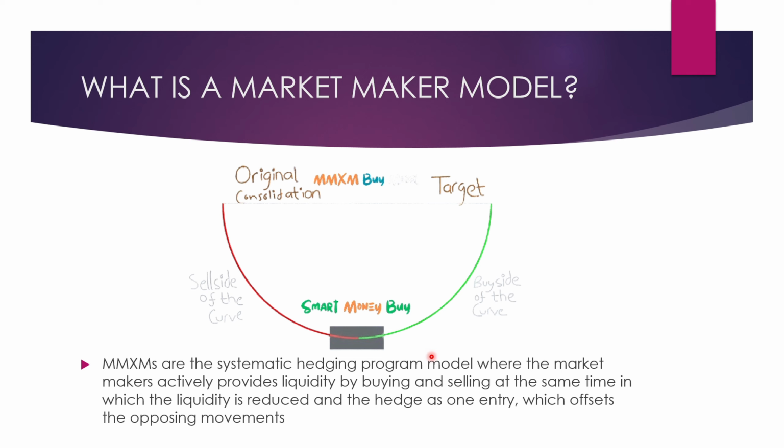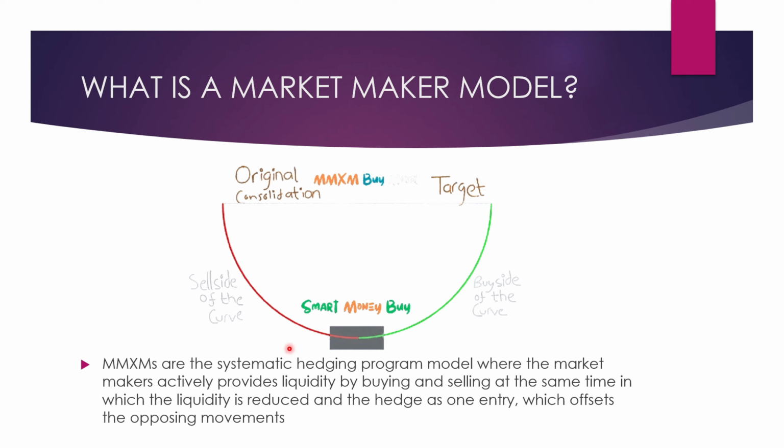Simply, market maker models are a symmetric hedging program model where the market makers actively provide liquidity by buying and selling at the same time, in which the liquidity is reduced and the hedge is one entry, which offsets the opposing movements. Now, when we're looking at the market maker models, we'll be looking for the two sides of the curve. One, which is the sell side of the curve, and second, which is the buy side of the curve.